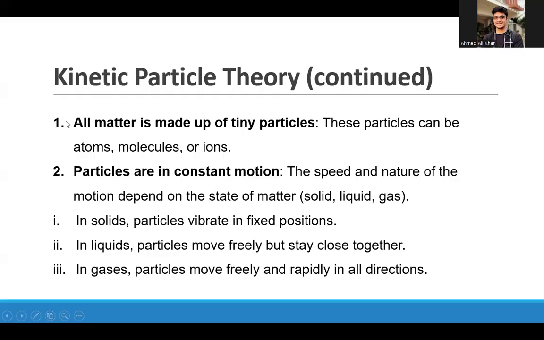Okay, so the first point of kinetic particle theory states that all matter is made up of tiny particles. Now, the meaning of particles can be different. Particles can be atoms, they can be molecules, or they can be charged, otherwise known as ions, right? So the meaning of particles can be different.